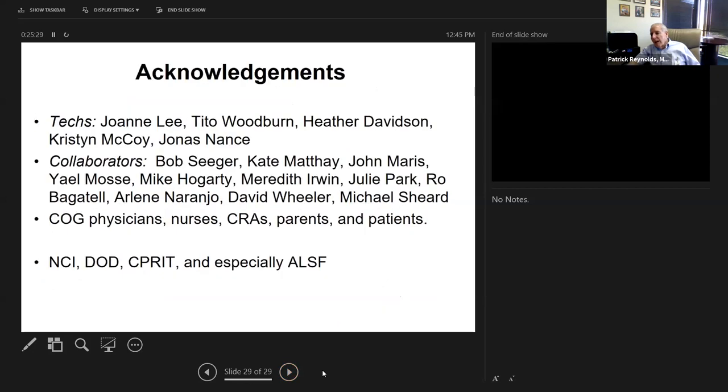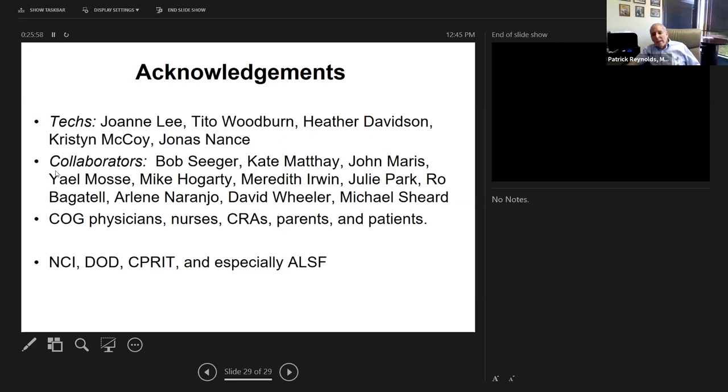And finally, none of these models we have would be possible without a group of technicians that I've had over the years, starting with Joanne, Tito, Heather, currently Kristen and Jonas, that establish these models, take very good care of them, and make sure that what they bank there is something that you can use, and then get it out to you when you request it.